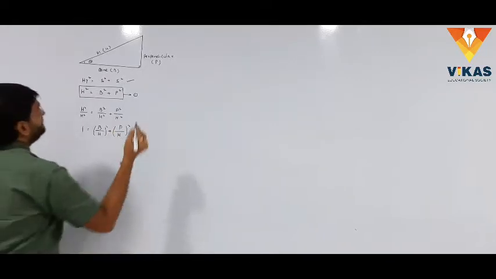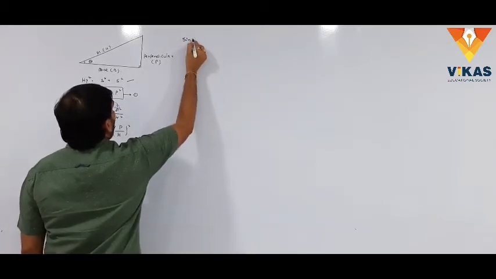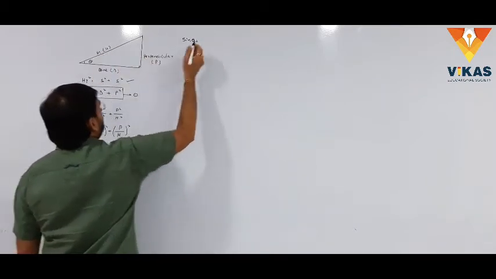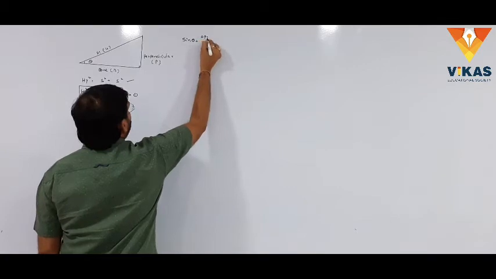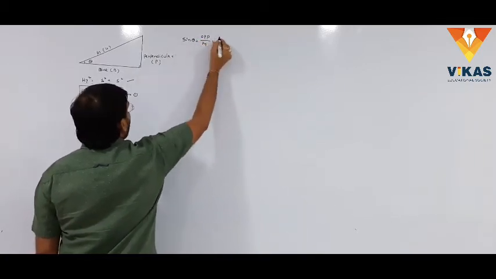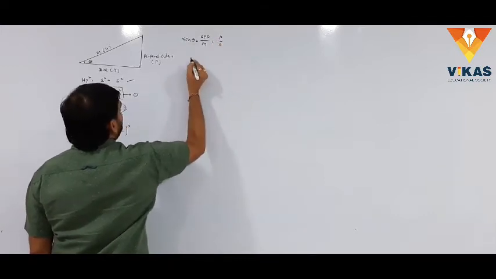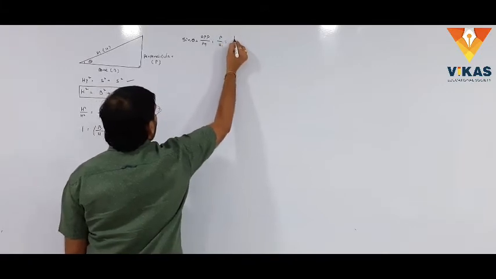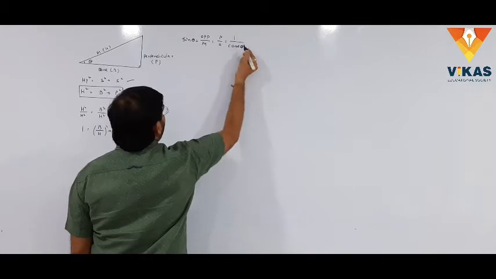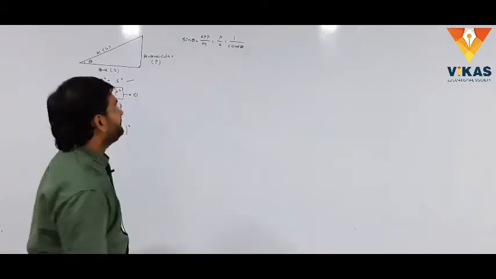We know the formulas. What is meant by sin theta? How to calculate the value of sin theta? Sin theta equal to opposite side by hypotenuse. Here what is the opposite side? P. What is the hypotenuse? H, which is nothing but the reciprocal of cosecant theta. The sin theta can be written as reciprocal of cosecant theta.